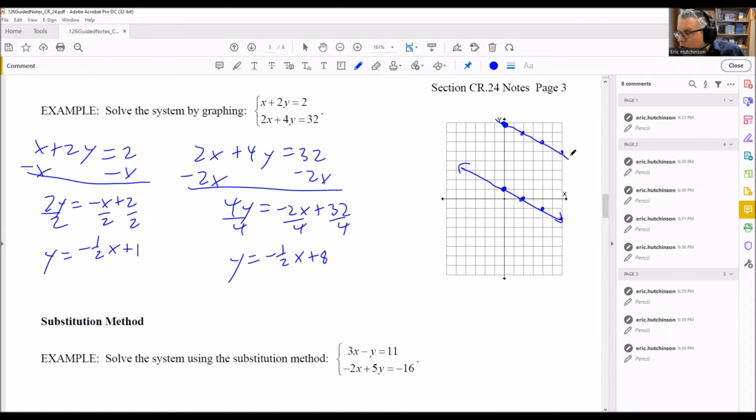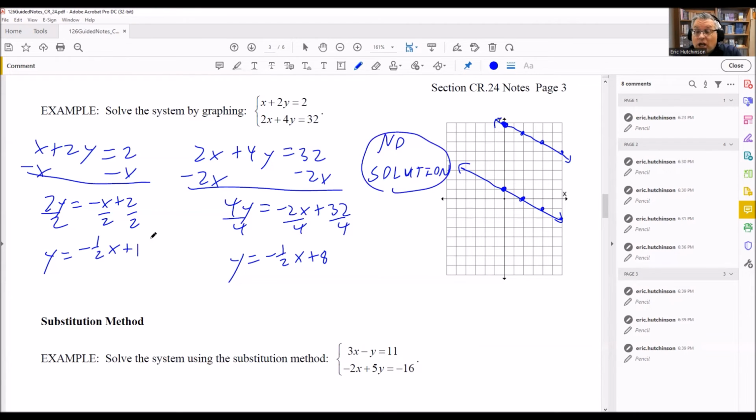Now, if we take a look at these two lines, we see that these lines do not cross. These lines are parallel. What we know about parallel lines is they do not cross. So because they don't cross, that means that there's no solution to this problem. So I would write no solution. It's no solution again because the lines do not cross.